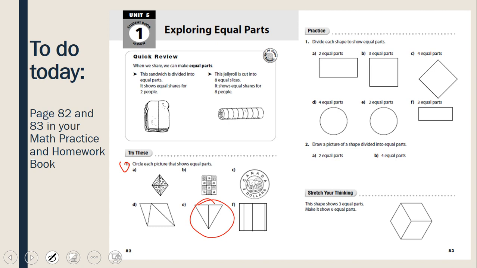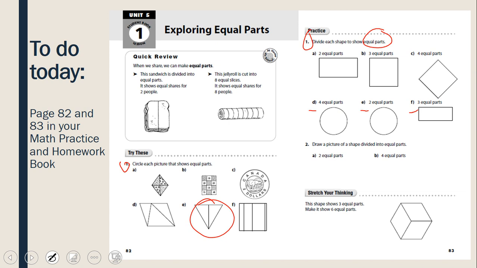On page 83, number 1, you guys are going to be actually doing your own work. So try to use a ruler, okay? So you can draw some nice straight lines. And what you're going to do is divide each shape to show, for A, 2 parts. So you might just split it down the middle. 3 parts. 4 parts for C. 4 parts for D. 2 parts for E. And 3 parts for F, okay? So you are going to try to draw your nicest equal parts, okay?